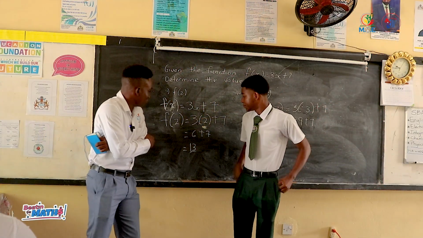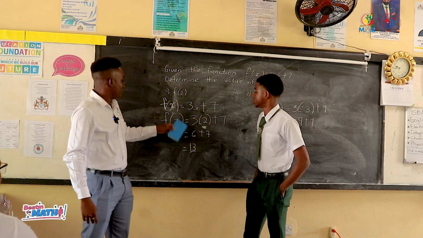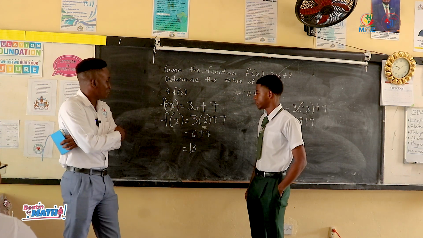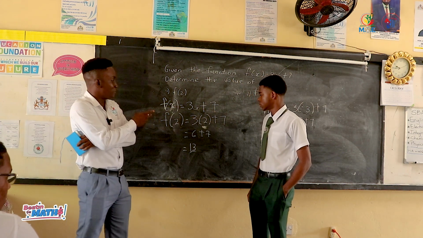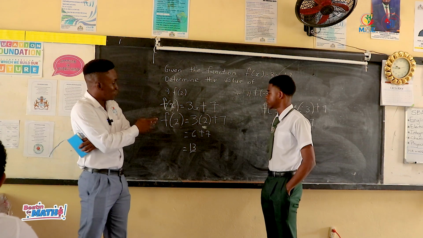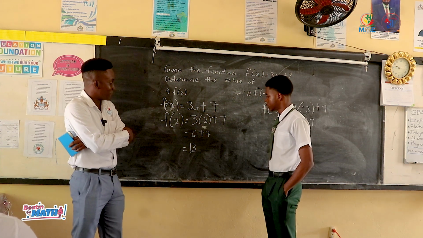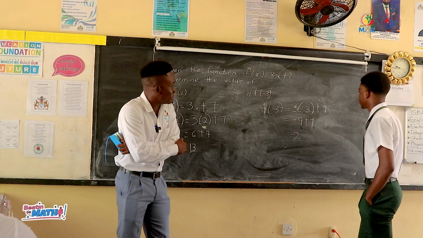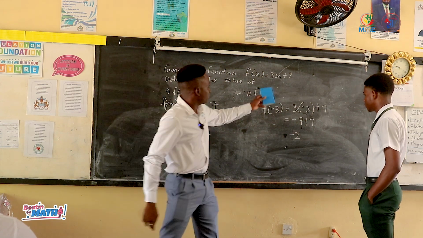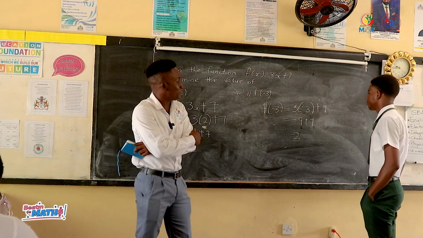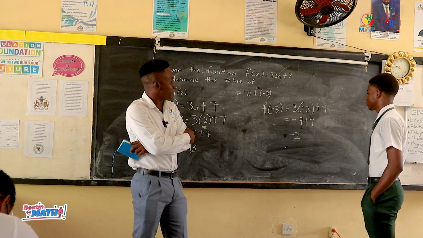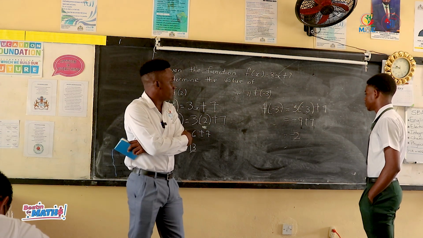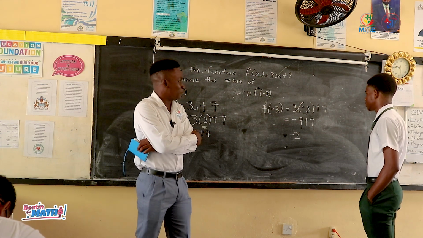So the first thing you did, to find f of 2, you substituted 2. Wherever you see x, you put 2. So 3 times 2 is 6. 6 plus 7 will give you 13. Alright, good. Then we have f of negative 3. We have 3 times, instead of x, we say negative 3, plus 7. So 3 times negative 3 will give you negative 9 plus 7. Negative 9 plus 7 will give you negative 2.